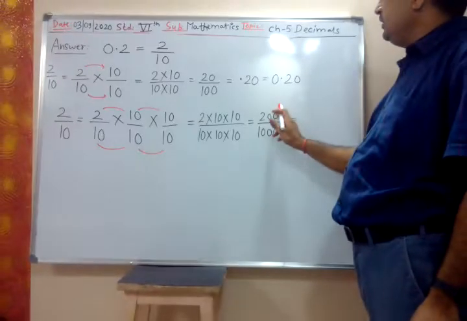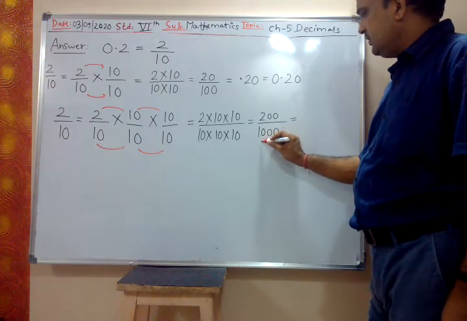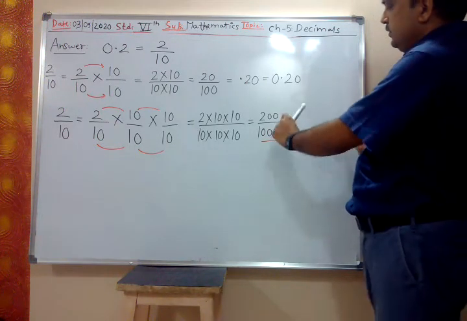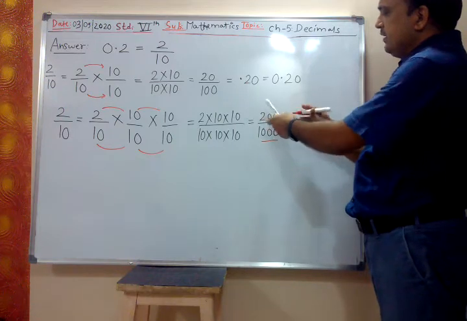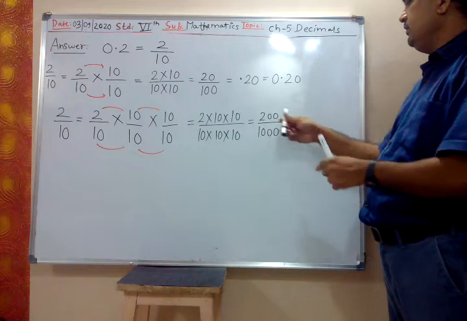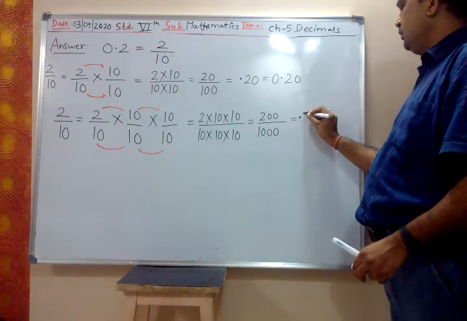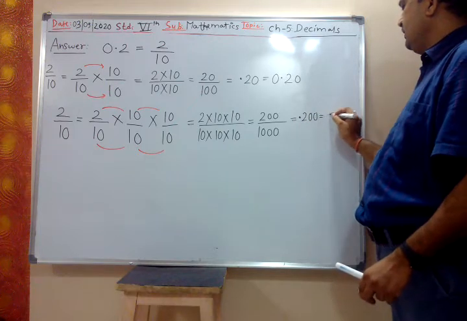Now in the denominator, how many zeros are there? 3 zeros. So I will put the decimal from the right, after 3 digits, because there are 3 zeros in the denominator. So after 3 digits it will be 0.200.